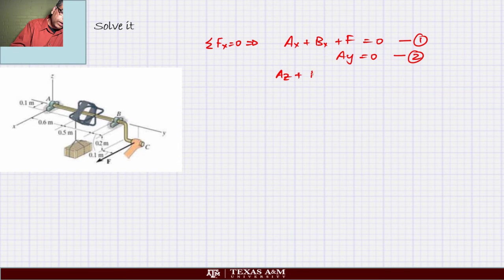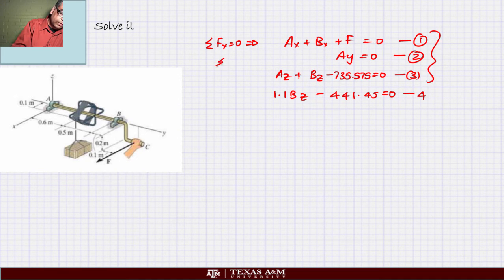Az plus Bz minus 735.575 equal to 0. That's equation 3. 1.1 Bz minus 441.45 equal to 0. That's equation 4. This is summation of forces in the y direction equal to 0. So x goes like that positive, y goes like that positive, z goes like this positive, and then summation of all the moments along the x direction equal to 0. So that's that way positive.